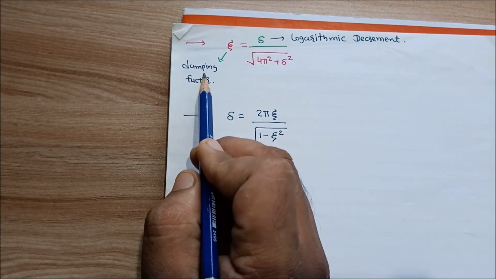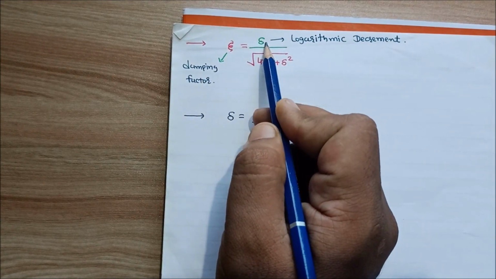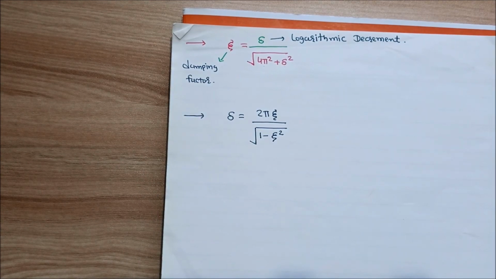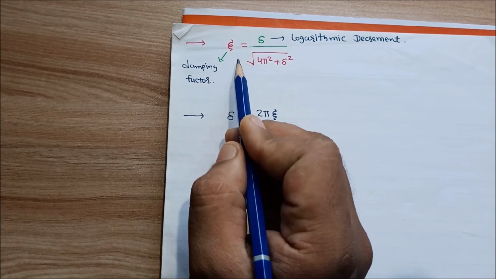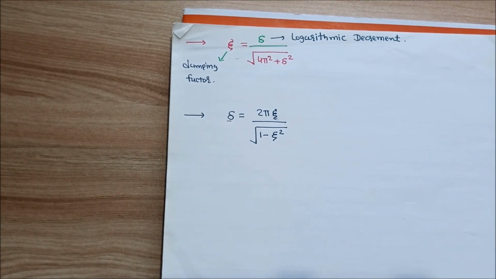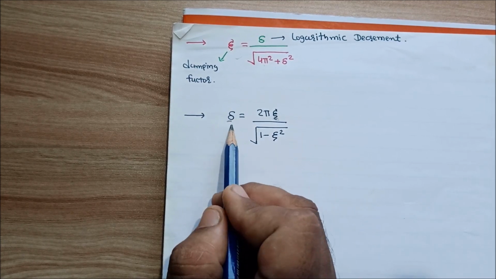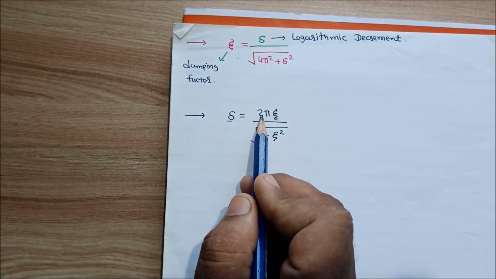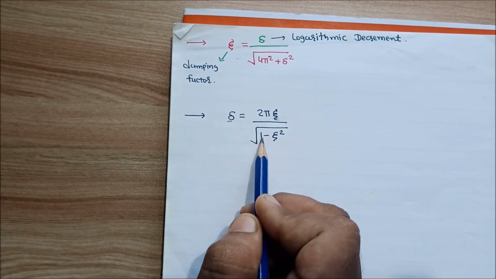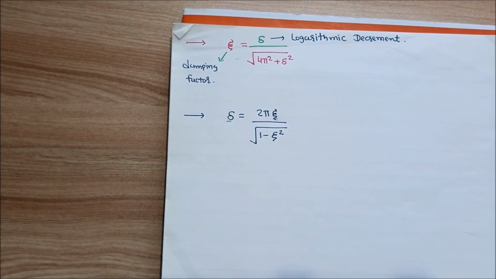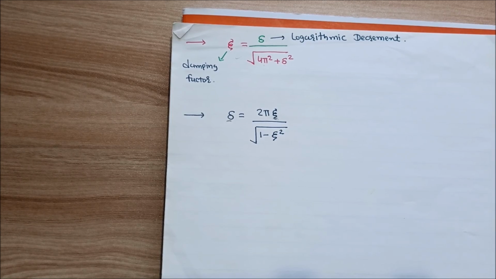Xi is the damping factor, delta is the logarithmic decrement. So this is the relation between damping factor and logarithmic decrement. If you know the logarithmic decrement and you have to find the damping factor, then you use this equation. The relation is also given by delta is equal to 2 pi xi divided by under root 1 minus xi square. So remember this equation. Now we solve one numerical related to this logarithmic decrement.